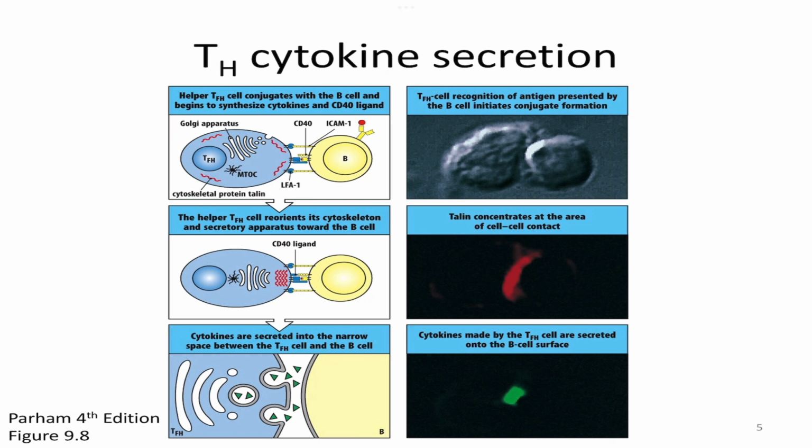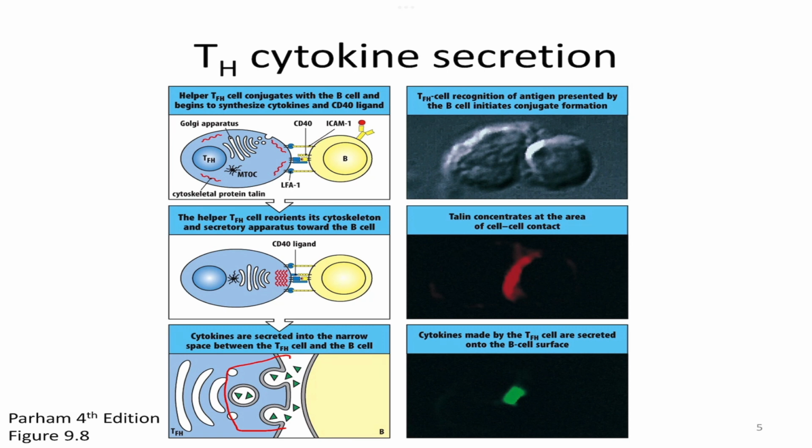And our helper T cells are specialized to secrete cytokines. Remember that our CTLs were specialized to secrete lytic granules. So just like our CD8 T cell had some lytic granules in the cell, the CD4 T cell has some vesicles that contain a lot of cytokine.